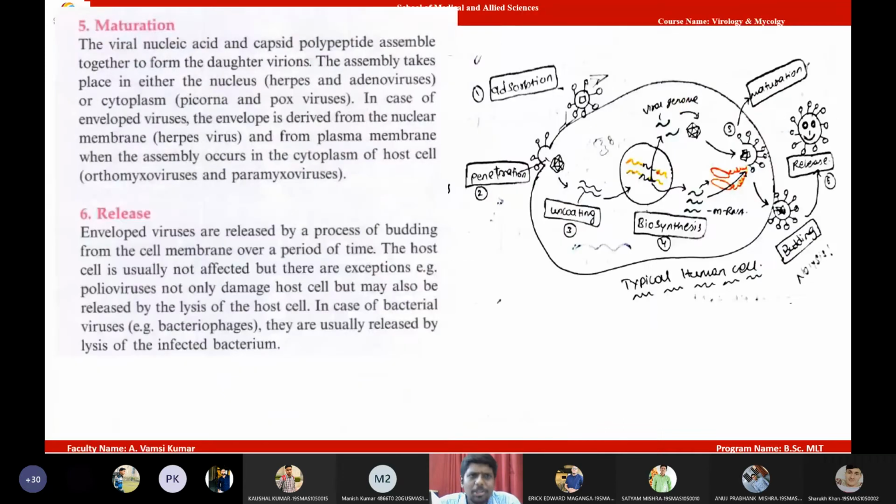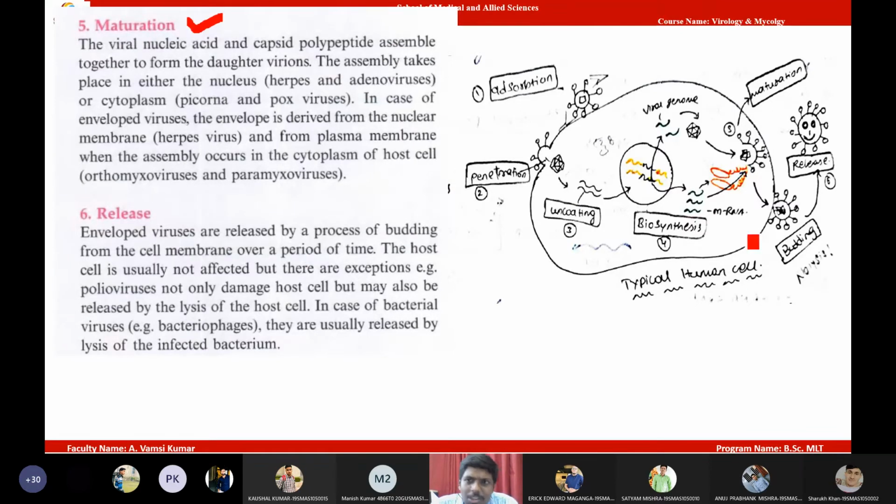Then maturation. After synthesizing the viral proteins, these viral proteins will assemble together to form baby viruses. And this assembly of viral proteins is called maturation of the virus. The viral nucleic acid, viral capsid, capsomers, viral envelope, all viral proteins and viral DNA or RNA will be matured. They will assemble within the cytoplasm of the cell. This is called maturation of the virus.